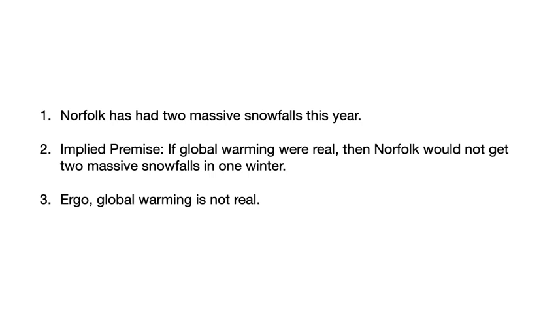It's perfectly possible that we have a whole bunch of snow one winter, but we haven't had snow for 10 winters, so our average goes down, right? In the same way that just because somebody makes an A on one paper in a class doesn't mean they're going to make an A in the class if they get Fs on the other three, right? And we look at this implied premise: if global warming were real, we wouldn't get two massive snowfalls in one winter. Well, I don't know. That starts to seem pretty dubious when we think about it, right?